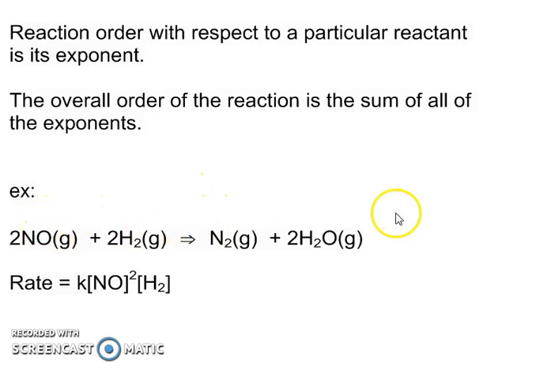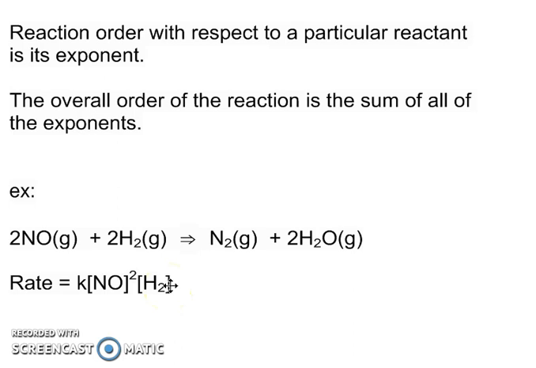So if we come back and look at our new reaction here, we're giving you the rate law that was determined experimentally, and this rate law is showing us that it is second order with respect to NO, first order with respect to H2, and that means it's third order overall, because 2 plus 1 gives us 3.